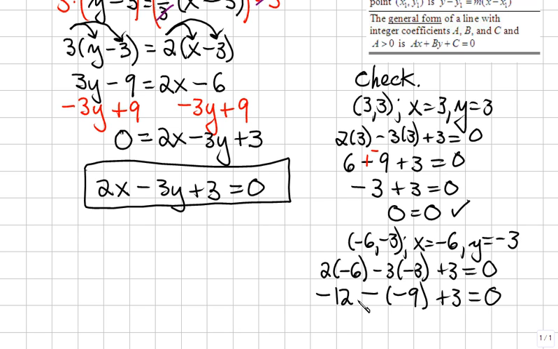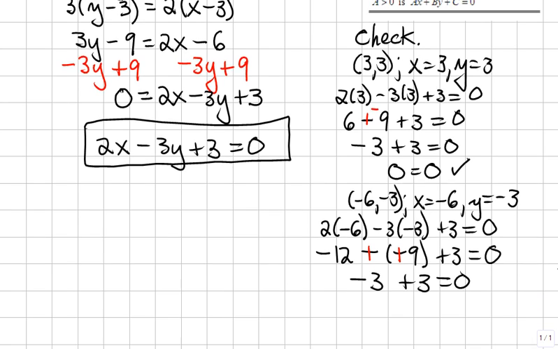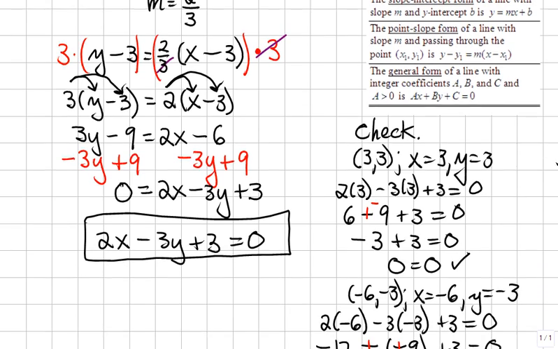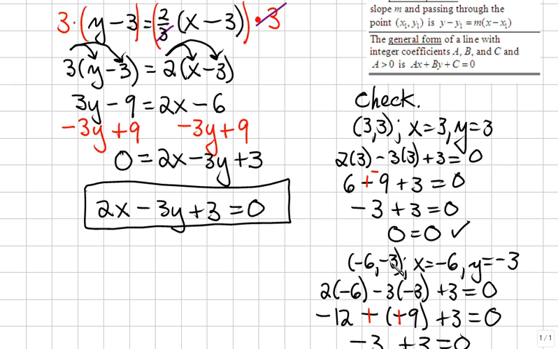Simplifying, we have negative 12 minus a negative 9. And since we're subtracting a negative, these will become positive. So negative 12 plus 9 becomes negative 3 plus 3. Does this equal 0? And certainly negative 3 plus 3 also would become 0, is equal to 0. So this means that our line does pass through our second point as well. So in summary, the equation of the line in general form that passes through our 2 ordered pairs (3, 3) and (-6, -3) is the equation 2x minus 3y plus 3 equals 0.